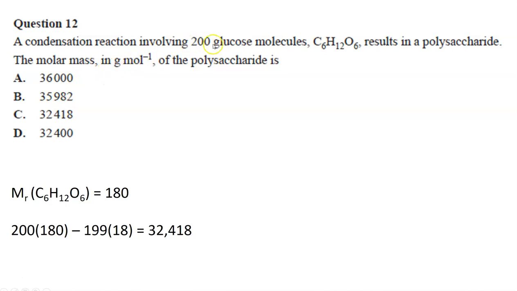Okay, so a condensation reaction involving 200 glucose molecules results in a polysaccharide. So we've got 200 monomers, then we're going to have 199 water molecules. So it's good to know how big a glucose is, rather than having to work it out all the time. So 6 times 12, 12 times 1, and 6 times 16. You add them all up, and a glucose is 180. It's a nice number to remember. So we've got 200 glucose molecules, and then when they got together, they lost 199 water molecules.